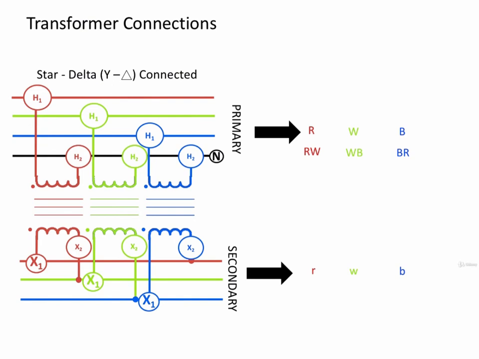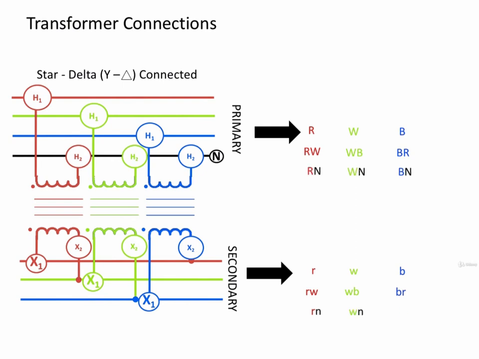But as you can see, it gets a little bit confusing when we're talking phase-to-phase values because we're talking about two colors. However, I think it'll be pretty obvious as we go along. And if I'm talking about phase-to-phase values in the secondary, I'm going to be adopting the same standard, except that it's going to be lowercase letters.